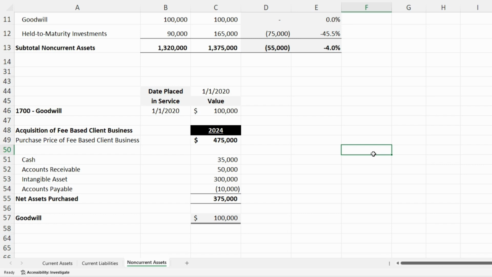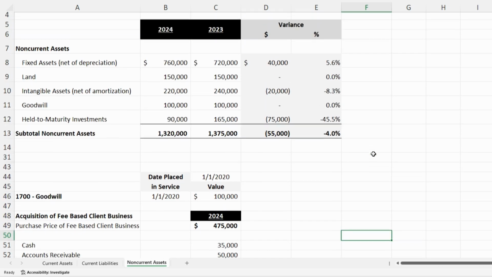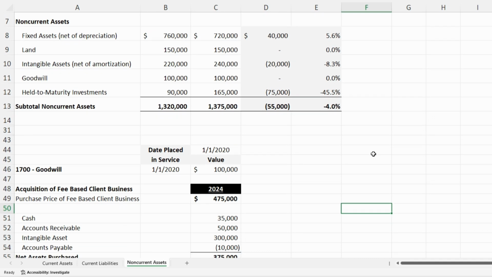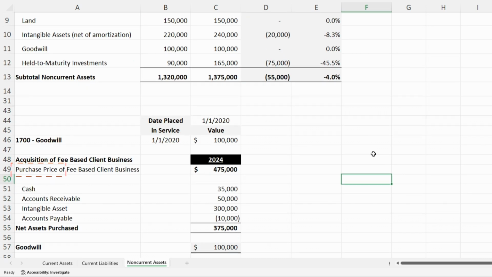All right, goodwill. GL account 1700 on our balance sheet. It is $100,000. What exactly is goodwill? It is a little bit of a weird concept, and does it truly have future value? Let's just analyze how goodwill got on the balance sheet and what you end up doing with it once it's on the balance sheet.